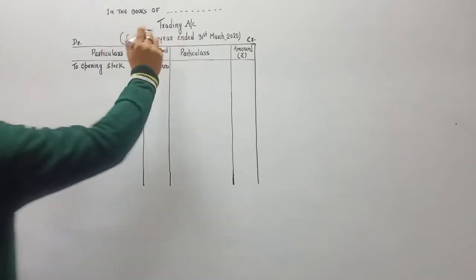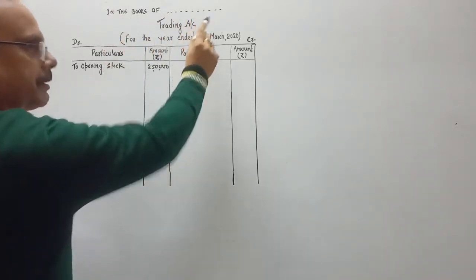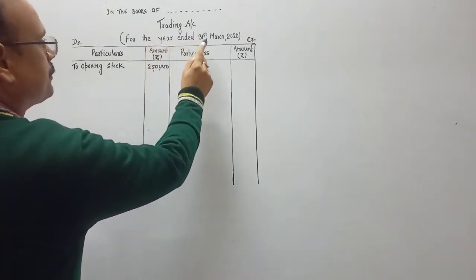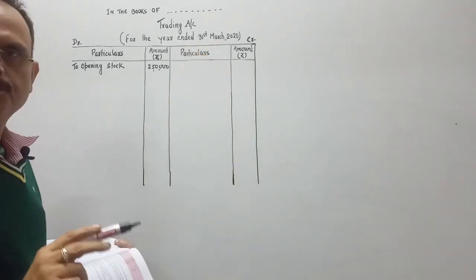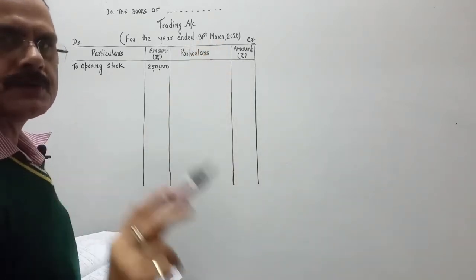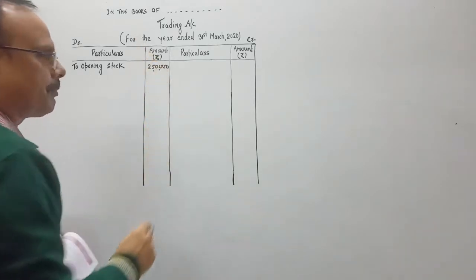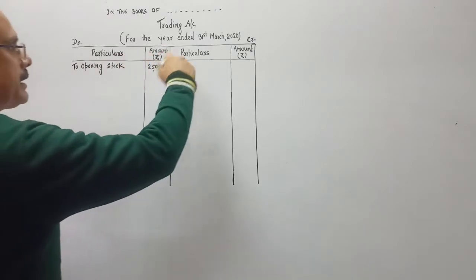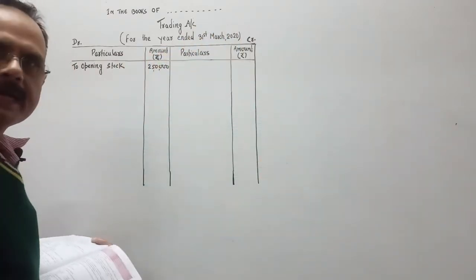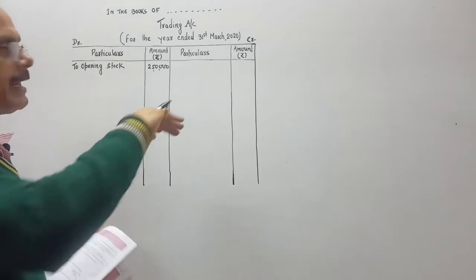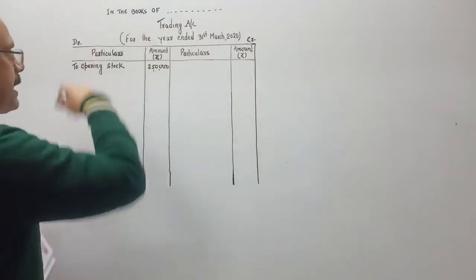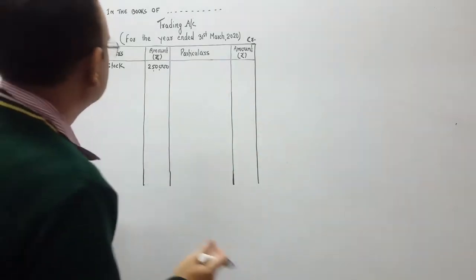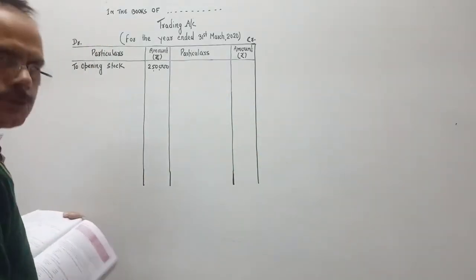This format is clear. In the books of, you have to write the name of the firm. Trading account for the year ended 31st March 2020. You draw the format in T shape. One side is debit and the other side, your right hand side, is credit. On the debit side we write the expenses and on the credit side we write the income. So start with the opening stock.